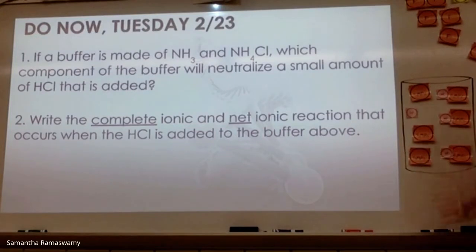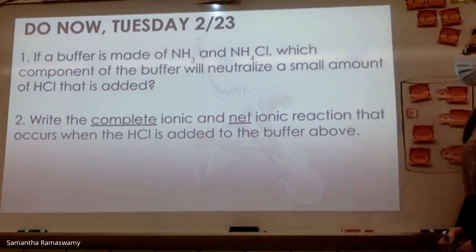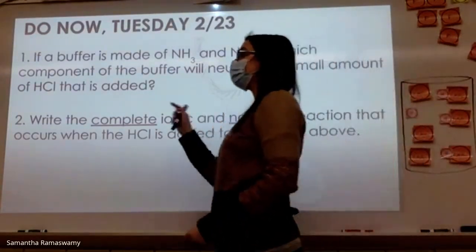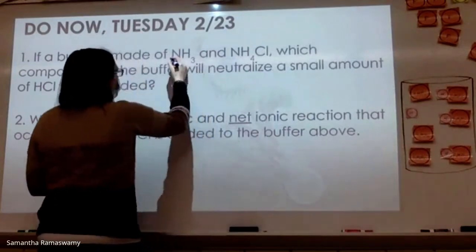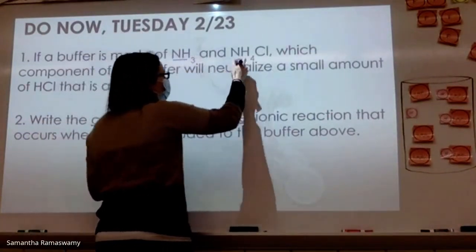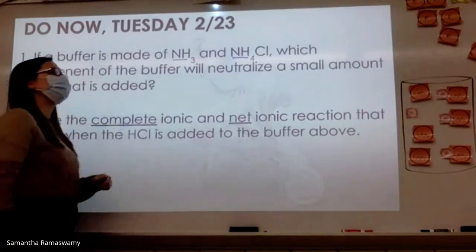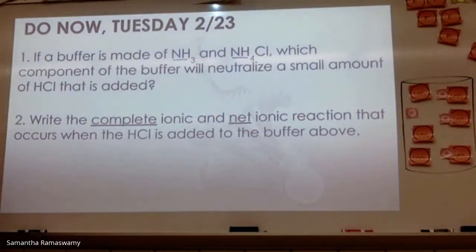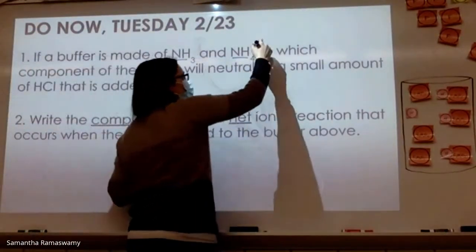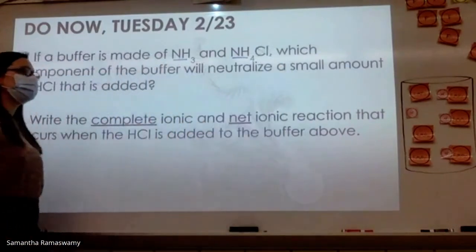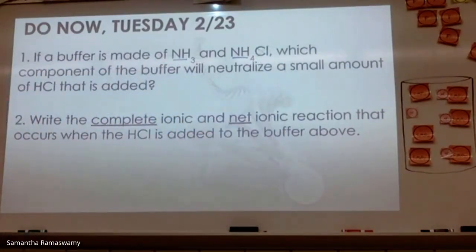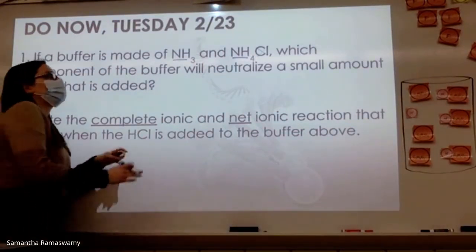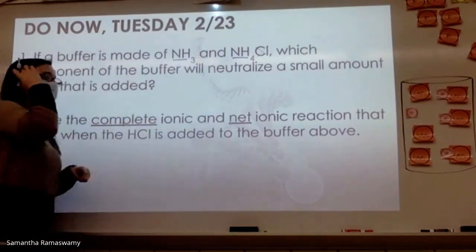So I put this buffer in the do now because this is a little bit different. We have NH3, which is ammonia. So part of the base is NH3, part of the base is NH4+. Cl is commonly a spectator ion. Not always, but commonly. So that's why on the board I have a dotted line with Cl-. So we have NH3 and NH4+.